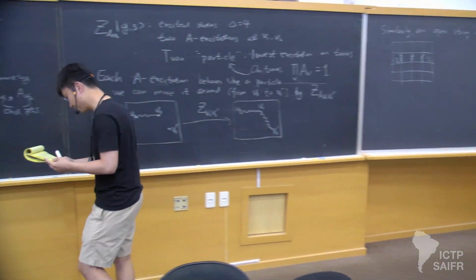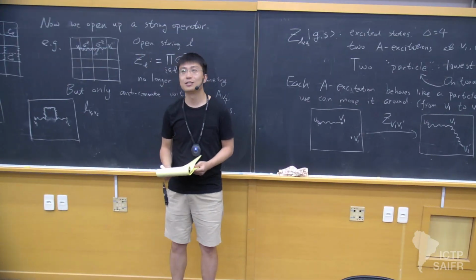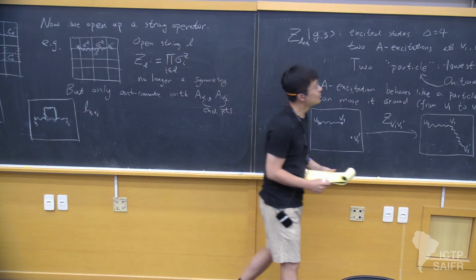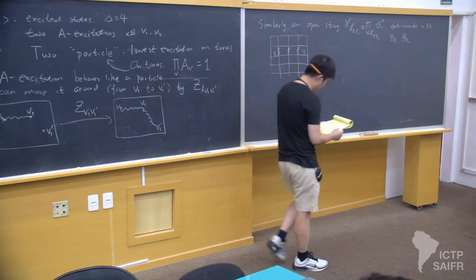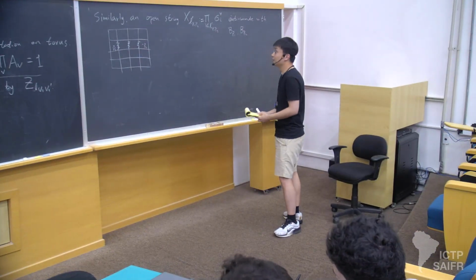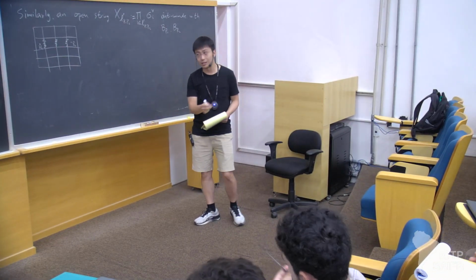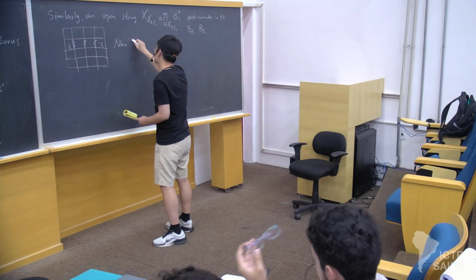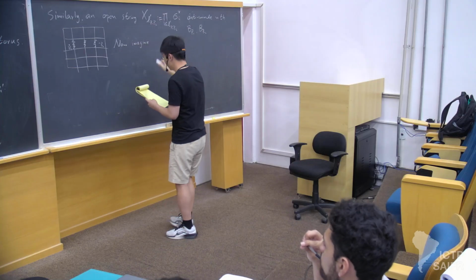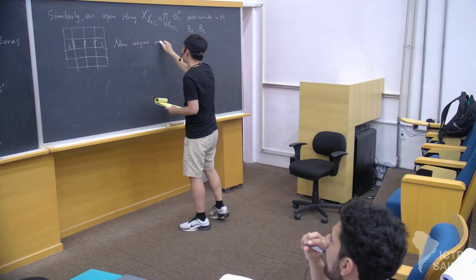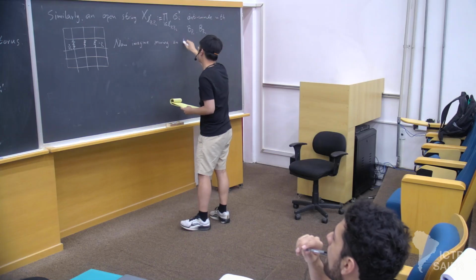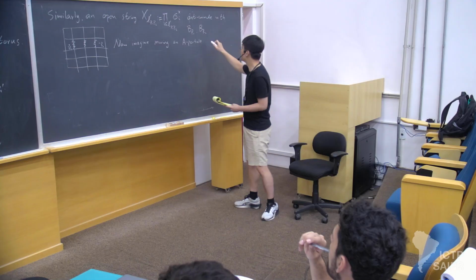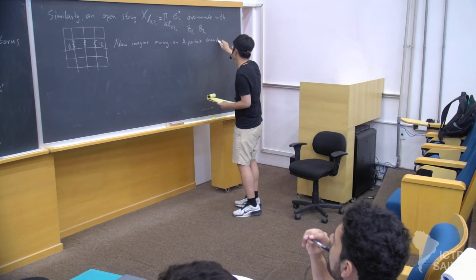Okay, so you get some particle-like excitation, right? You say big deal. What's the deal? There is a very interesting phenomenon here that I can immediately tell you, which is now imagine moving an A particle, an A-type excitation, around a B-type excitation.